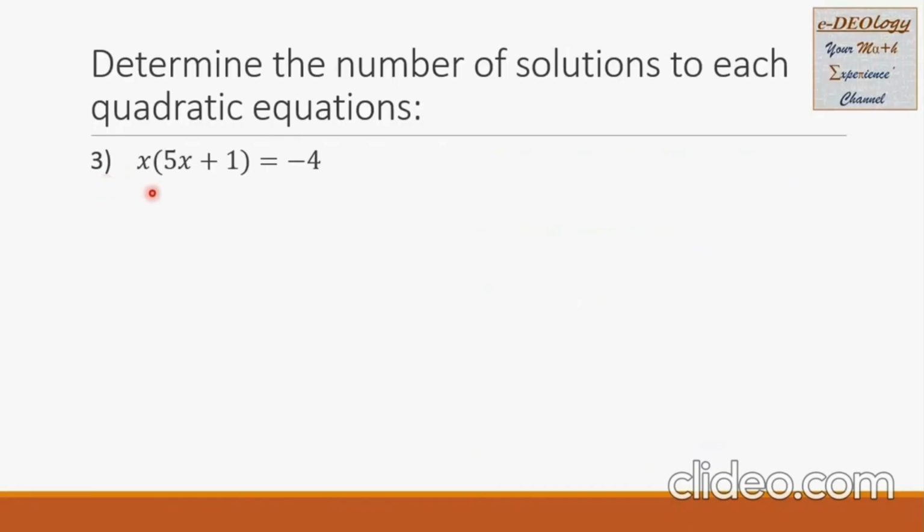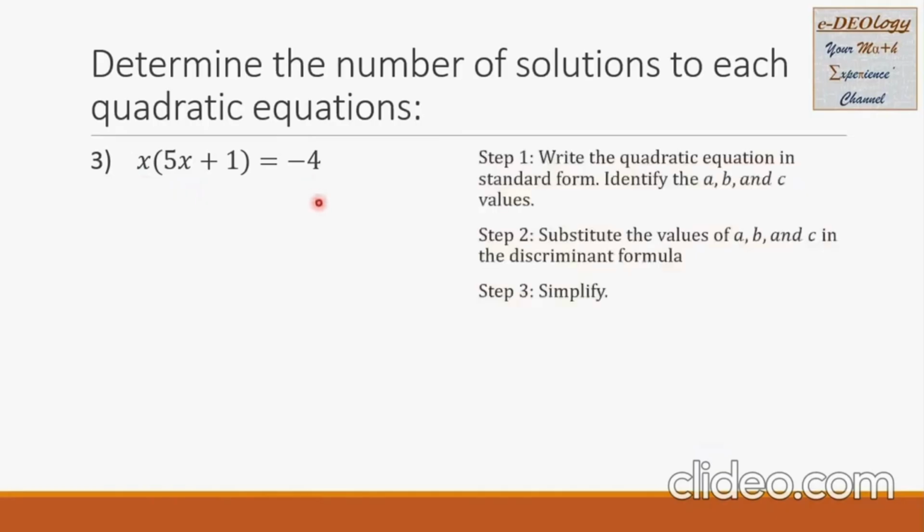Let us have example 3. The monomial x times the binomial 5x plus 1 equals negative 4. First, let us write the quadratic equation in standard form. The x here will be multiplied to each term of the binomial. So we have x times 5x is 5x squared plus x times 1 is x, and then the negative 4 on the right side is transposed on the left.